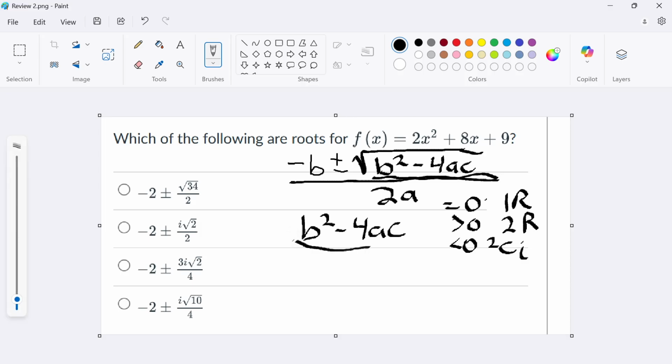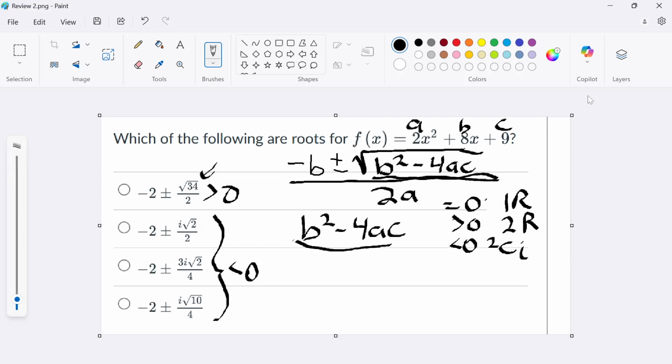So I'm going to find b squared minus 4ac. This is ax squared plus bx plus c. I'll find the discriminant. If it's less than 0, then one of these will be the answers. And if it's greater than 0, it'll be this one. So it's not going to be equal to 0 because there's not a choice that just has one root. So let me find this.